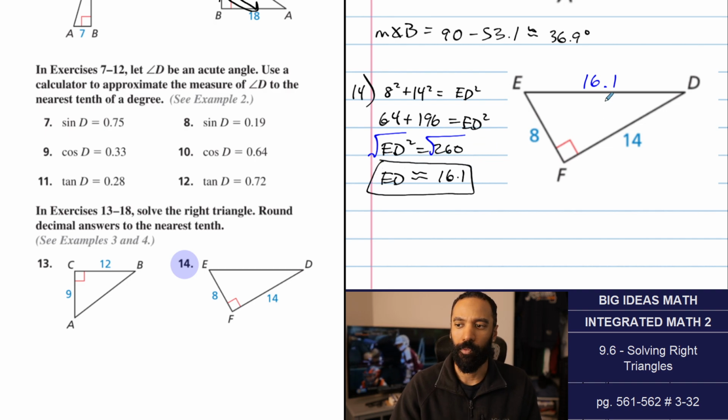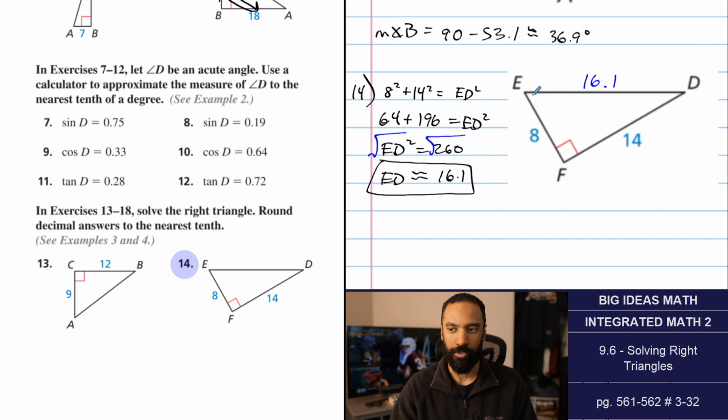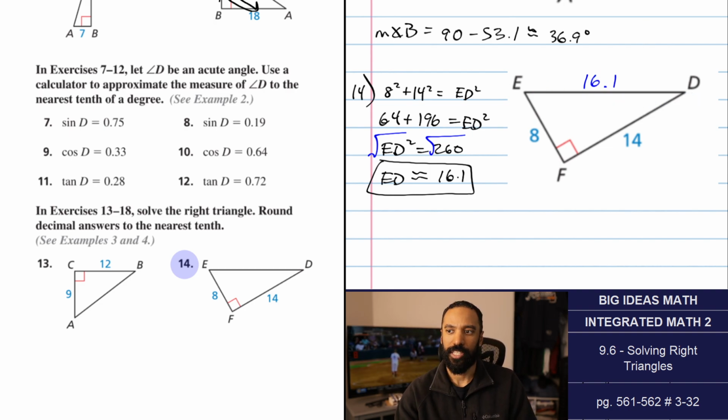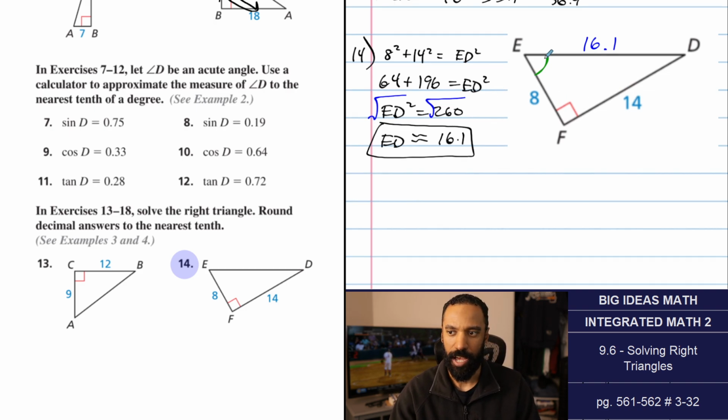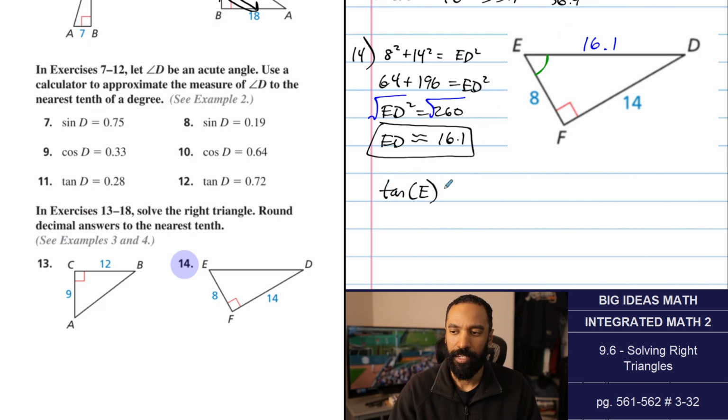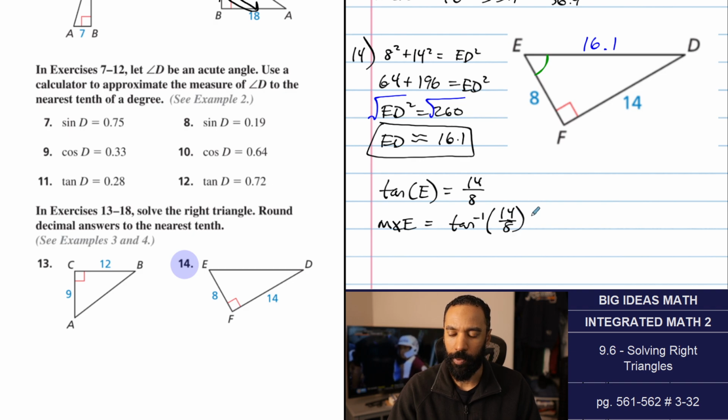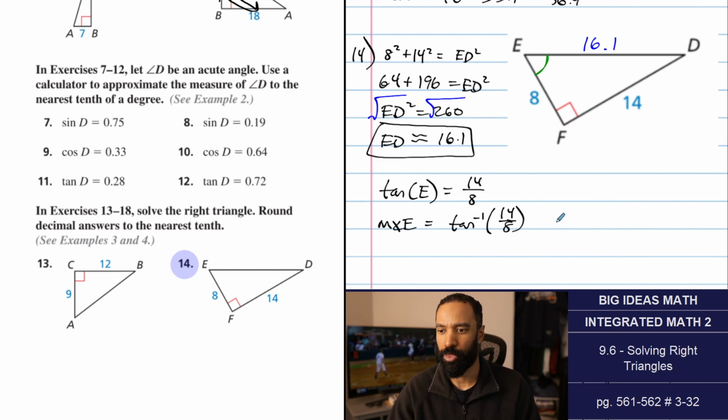Which means I do not want to use it in my trig function I will use to find the measure of angle E or D. This time, if I wanted to find E, I should use the 14 and the 8. I'll use tangent, opposite over adjacent. So let's take the tangent of E to get 14 over 8, excuse me. Therefore, measure of angle E is the inverse tangent of 14 over 8. And I'll let my calculator work that out. It should be more than 45 degrees. So inverse tangent of 14 over 8, I'm getting 60.25, so 60.3 degrees.